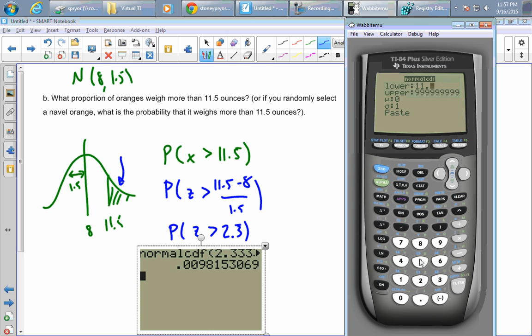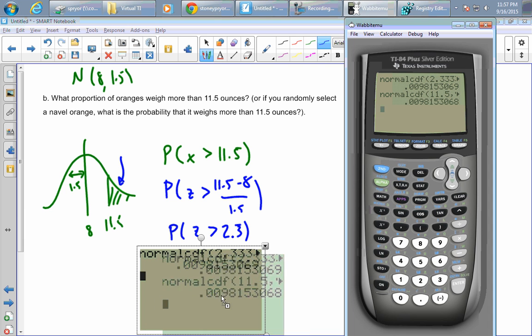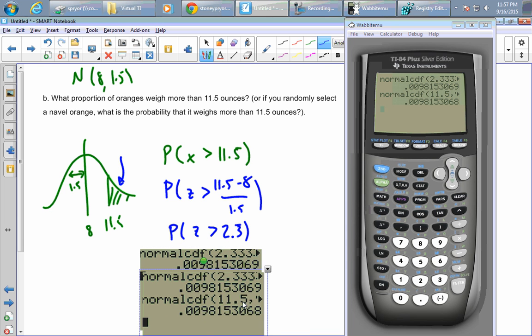11.5, 999 gajillion, 8, 1.5. Paste, enter, same answer. You can see those there on top of each other like that.